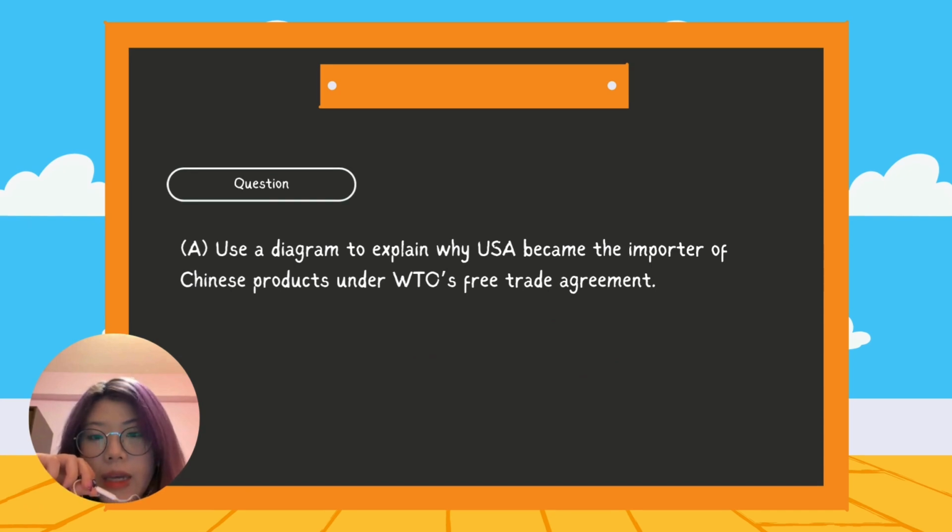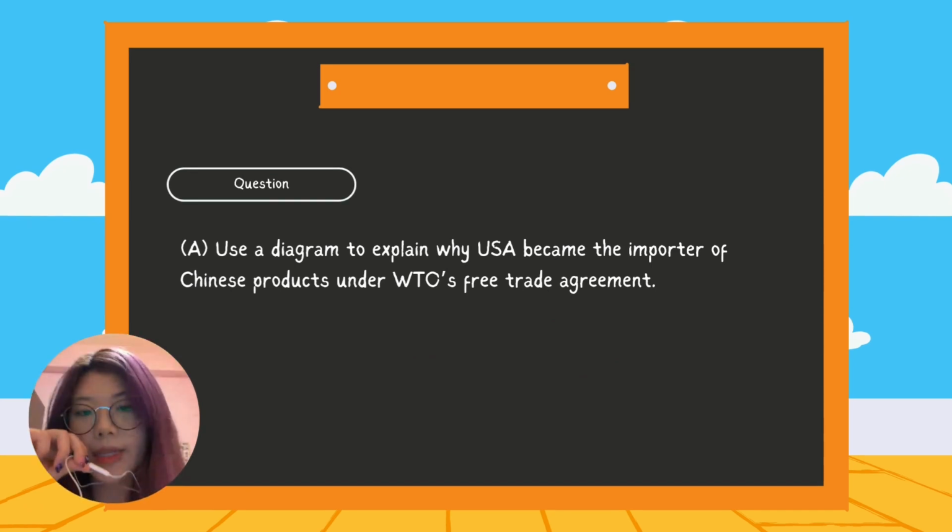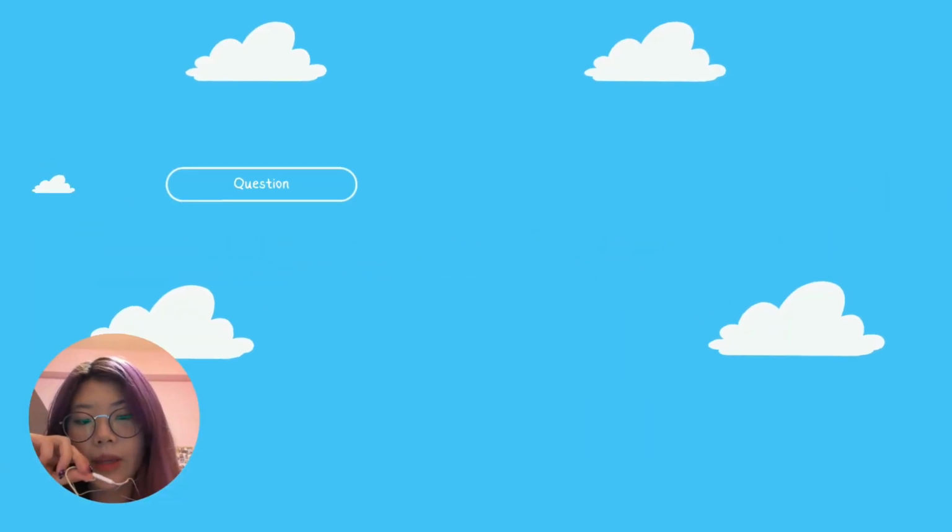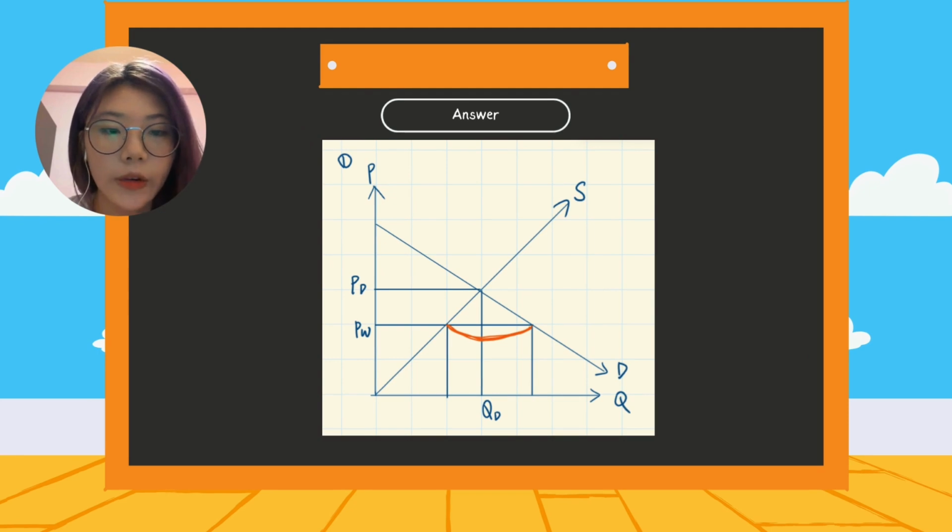Question A: use a diagram to explain why the USA became the importer of Chinese products under WTO's free trade agreements. So here's the diagram. Without trade, the domestic price and quantity of the USA are here, PD and QD. However, under free trade, the domestic price falls to the world price, PW, letting domestic consumers' demand increase and the domestic producers' supply, QS, decrease, therefore creating a gap, and that's the amount of imports.